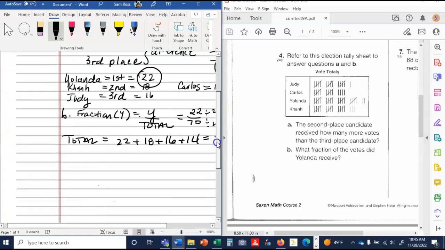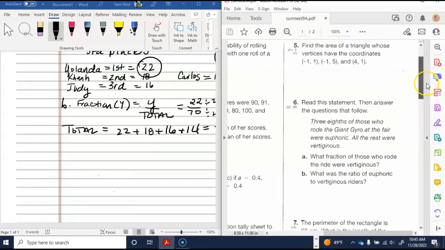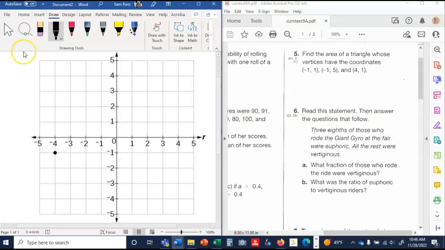I anticipate that will be one of the most missed, unfortunately. Number 5, find the area of the rectangle whose vertices have those coordinates. I'm going to need to get coordinate plane paper. Hold on a sec. Okay, so this is number 5. I'm using a coordinate plane to do it.